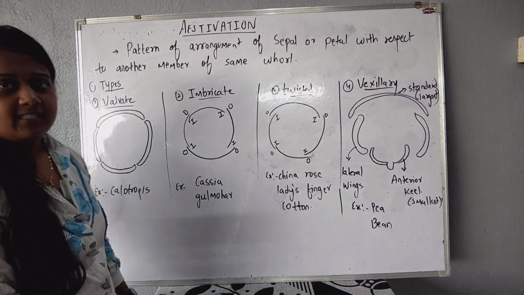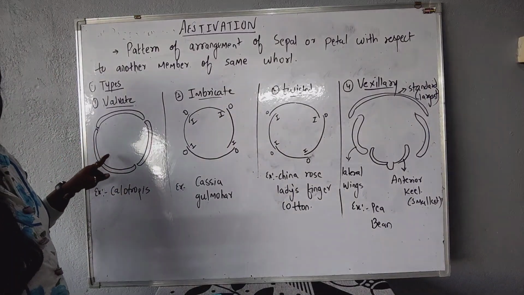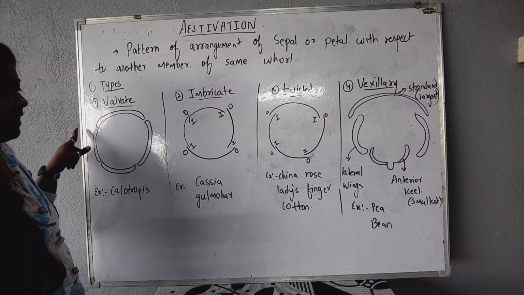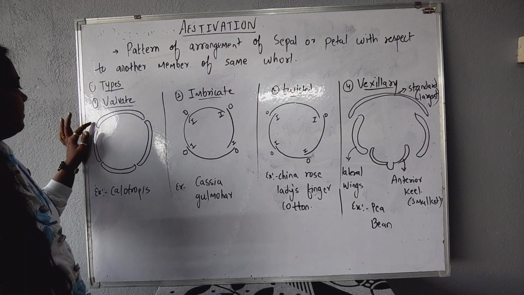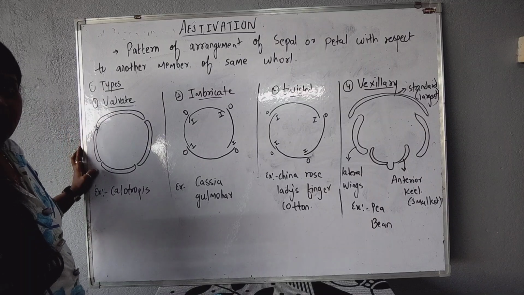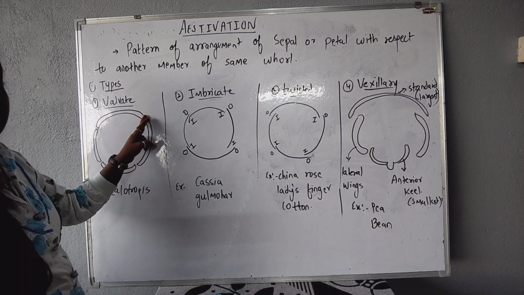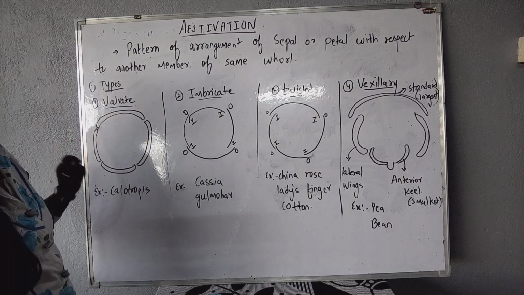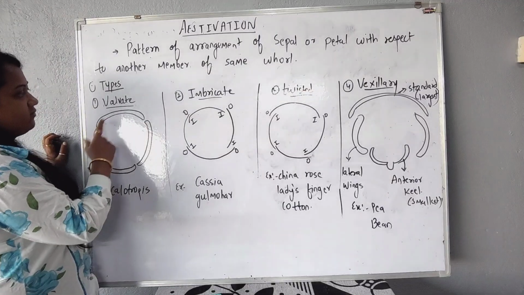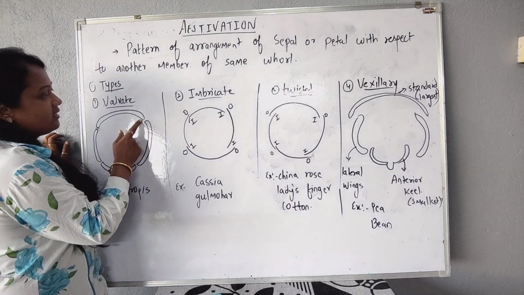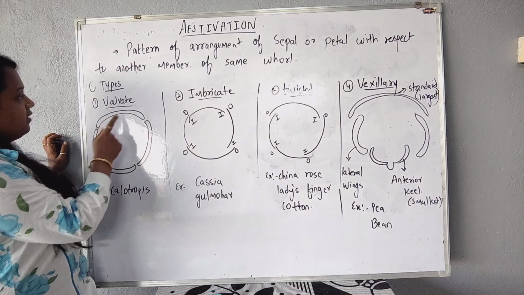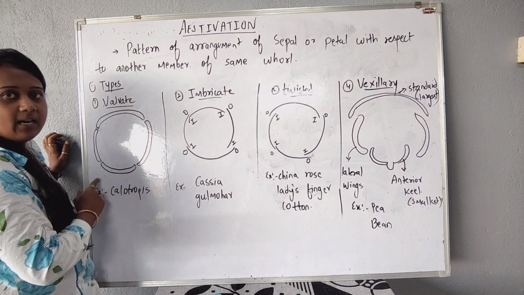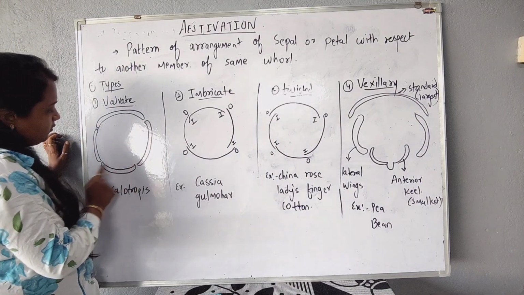What is valvate aestivation? Now look at this diagram to understand it. When the sepals or petals are arranged in such a manner that their margins are very close to one another or just touch one another, but they are not overlapping each other. Look carefully at the margins of these sepals or petals. Look at the right margin or the left margin of the first, second, third or fourth. They are not overlapping. Can you see any overlapping? No. They are just touching one another.